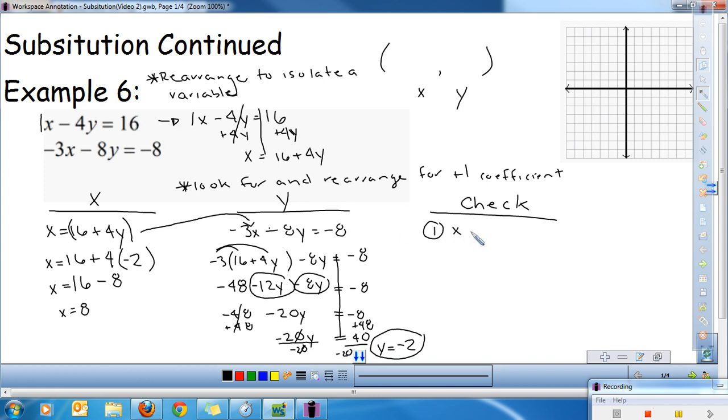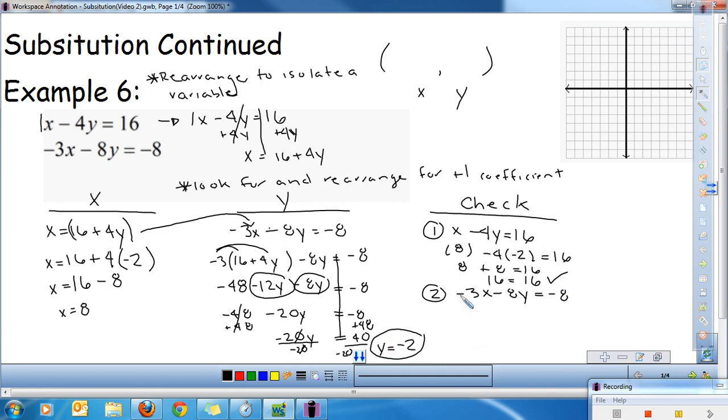So I'm going to write out these two equations. x minus 4y equals 16. And my second equation, negative 3x minus 8y equals negative 8. And let's see if it works. I had a parentheses in for x, minus 4 times y equals 16. Well, x was 8, and y was negative 2. I'm going to bring down my 8. Negative 4 times a negative 2 is a positive 8. And 8 plus 8 equals 16, and 16 equals 16.